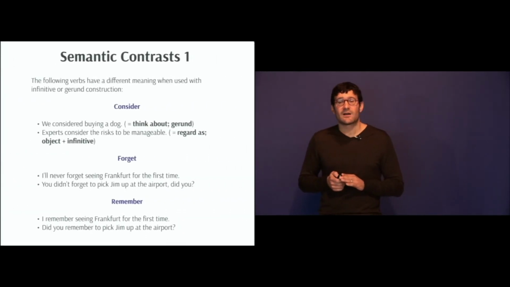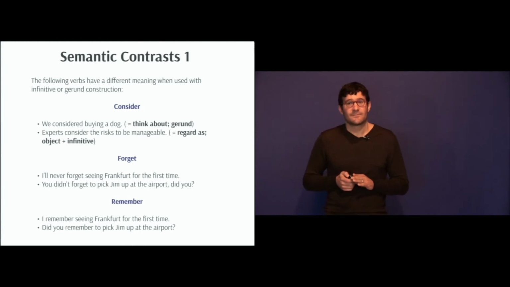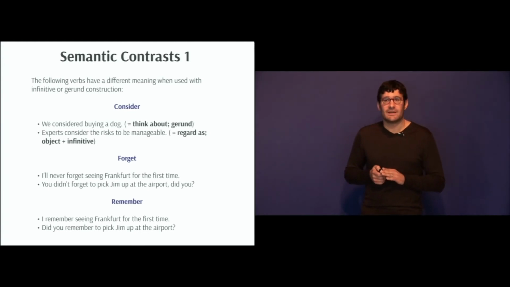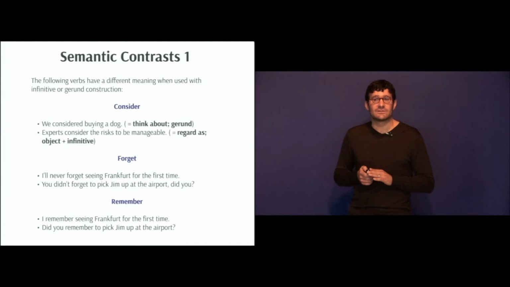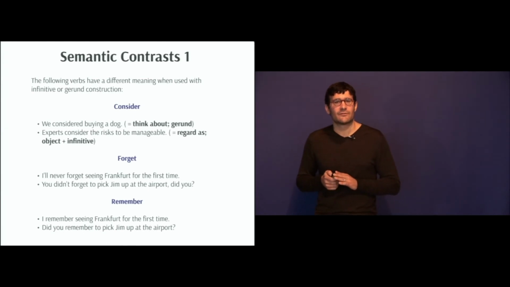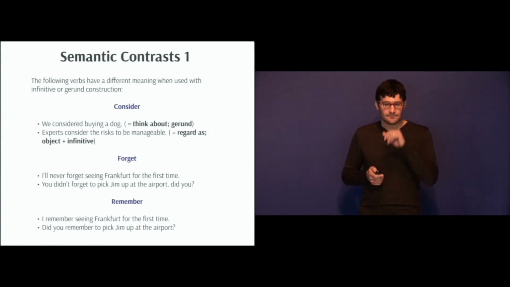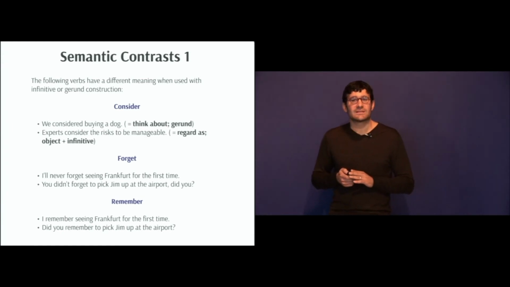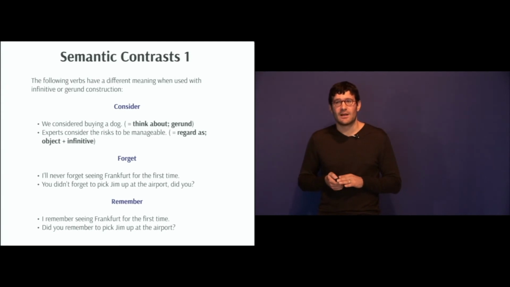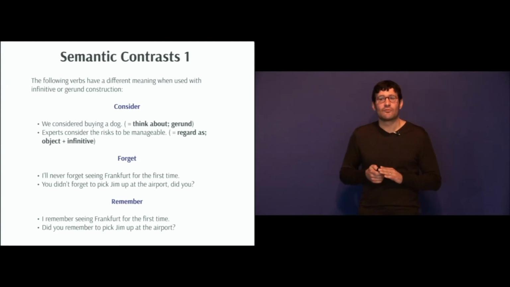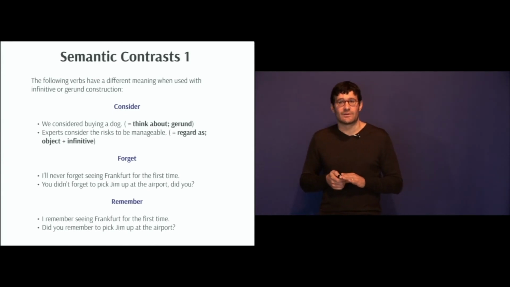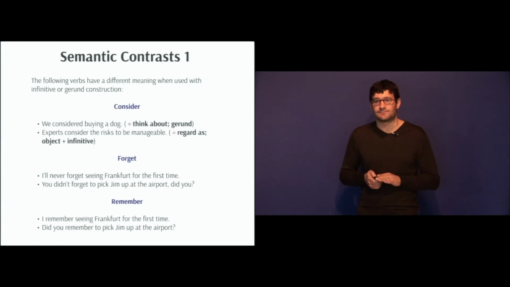The next thing is we have a couple of semantic contrasts. The following verbs have a different meaning when used with a gerund or an infinitive construction. So the verb consider. We considered buying a dog. Consider plus the gerund means to think about. Experts consider the risks to be manageable. Consider in the second sentence means regard as. Object plus the infinitive: consider the risks to be manageable. Consider buying a dog. Two different meanings.